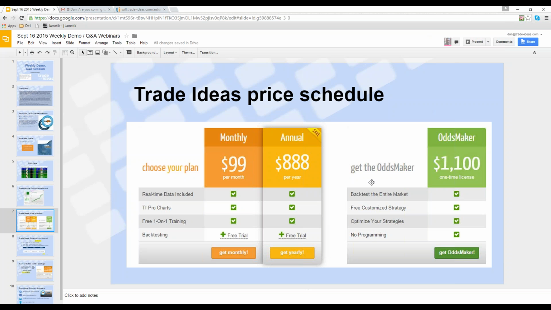And also our odds maker, which people had asked about. So what is the odds maker? The odds maker is your access to our database. It's a key to actually a lot of things.